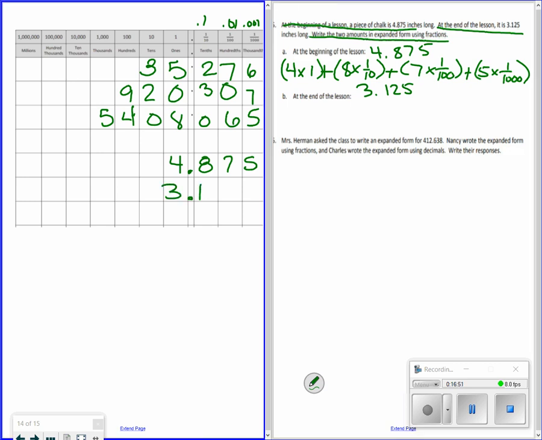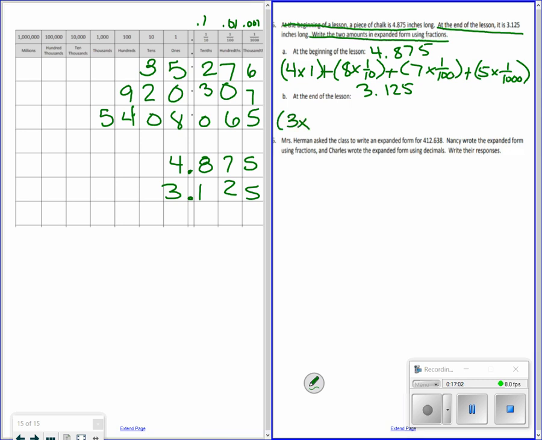3, 1, 2, 5. I mean, some people are just writing really fast right now. So 3 times 1 plus 1 times 1/10 plus 2 times 100 plus 5 times 1,000.